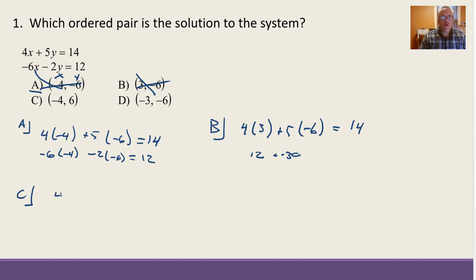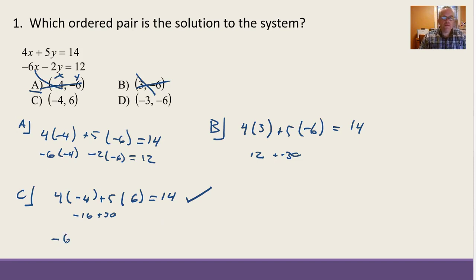So it'd be 4, this time x is negative 4, plus 5 times y, which is 6. Question, does that equal 14? That's negative 16 plus 30, that is equal to 14. So the first equation is true. The point works in the first equation. Let's see if the point belongs to the second equation as well.